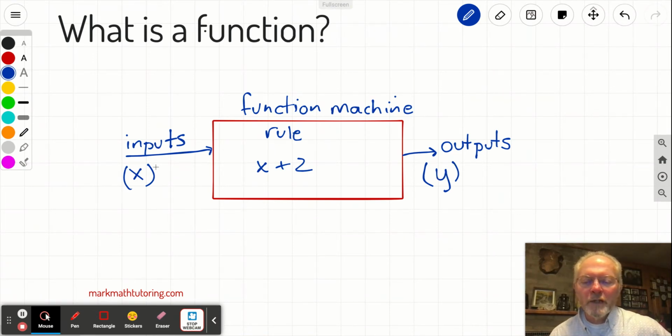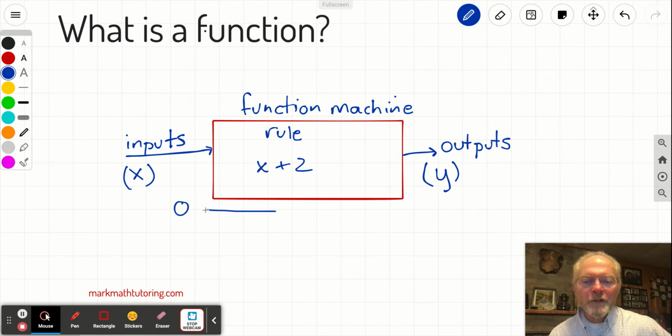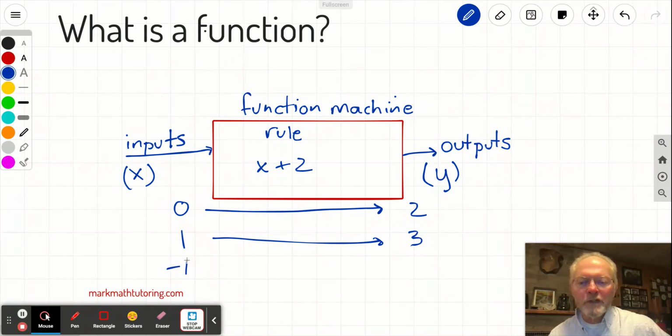So let's do a few inputs. Let's just do some examples. Suppose 0 goes in. This machine is going to operate. It's going to add 2, and 2 will come out as a y. If x happens to be 1, 1 plus 2 is 3, and the output for this case would be 3. If negative 1 were to go in, negative 1 plus 2 is 1, and the output would be 1.